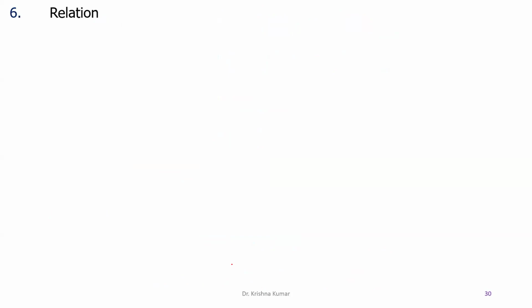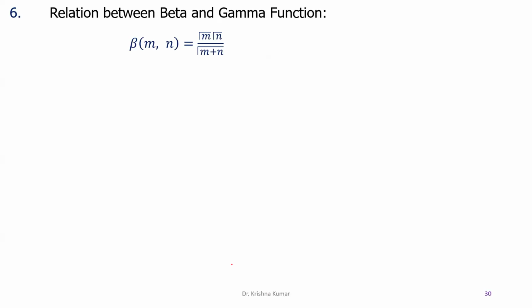Let us see property number 6, relation between beta and gamma function. So beta of m,n is equal to gamma of m, gamma n divided by gamma of m plus n. This is a very important formula, and this is the relation in which we are able to find out the relation between the beta and gamma function.